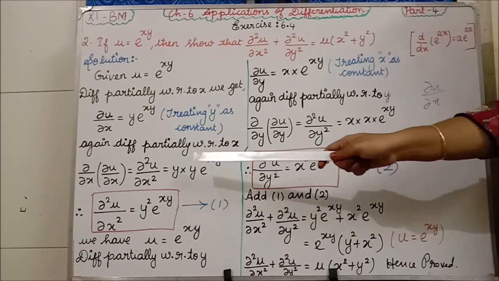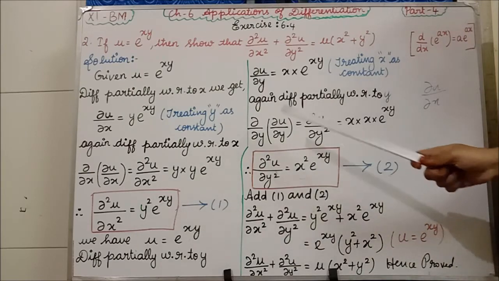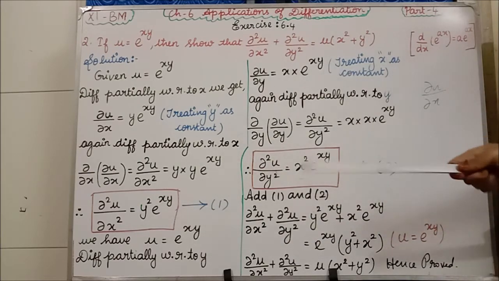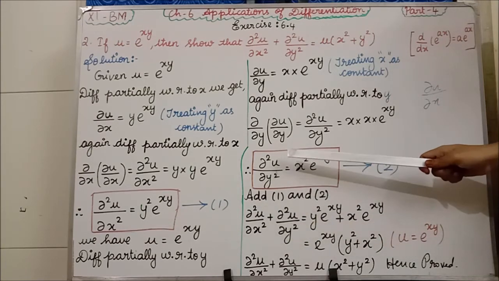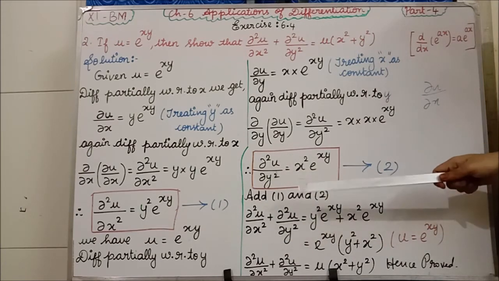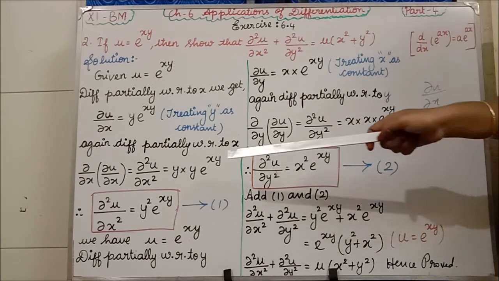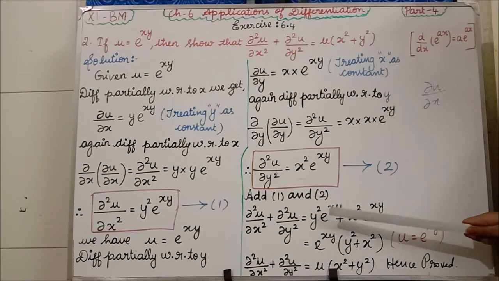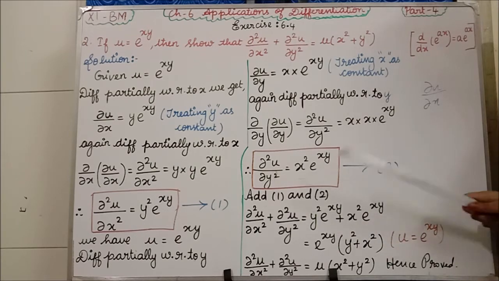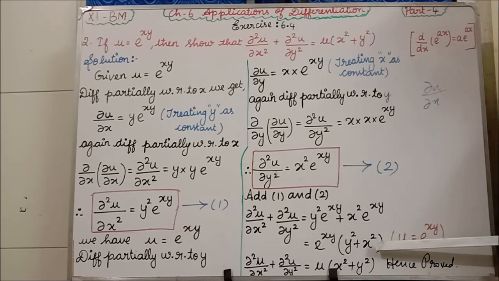So on the left hand side, we are adding both the left hand sides separately, equal to both the right hand sides. Dou square u by dou x square plus dou square u by dou y square is equal to, for that we have got y square e power xy plus x square e power xy. In both the terms we have e power xy common. So take that e power xy outside. So what remains in the bracket? Y square plus x square.